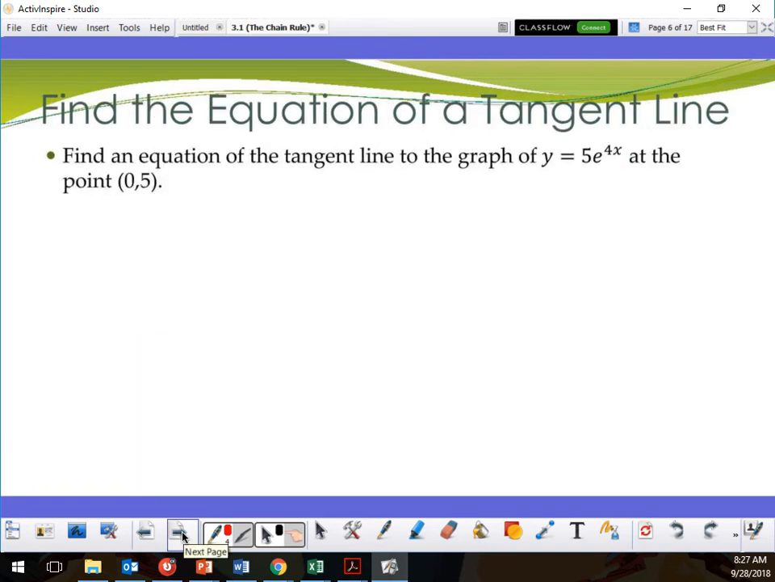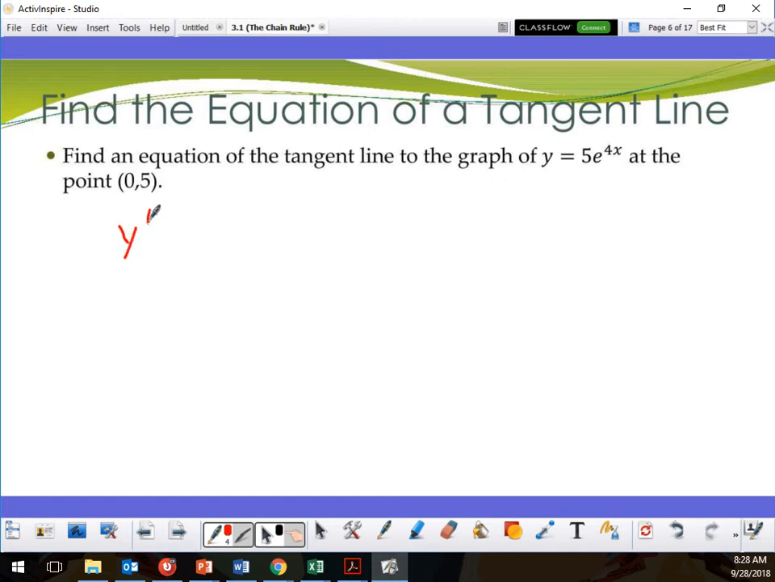Find the equation of the tangent line to the graph of y equals 5e to the 4x at the point (0, 5). So we're finding an equation of the tangent line. Okay, so first, what's the first thing I need to do? Find the derivative. Now, what is the derivative going to give me? The slope, right? At what point? 0, because the x value here is 0, isn't it? So it's going to give me the slope at the point 0. So we're going to go through and do that.